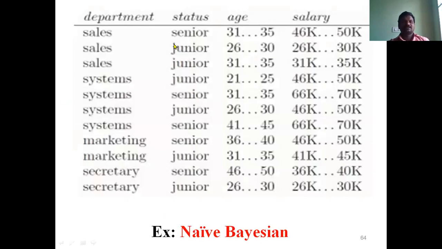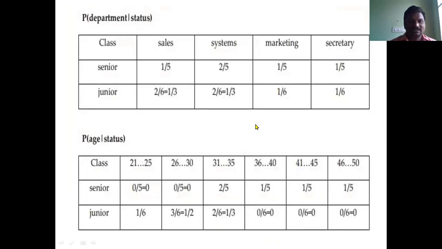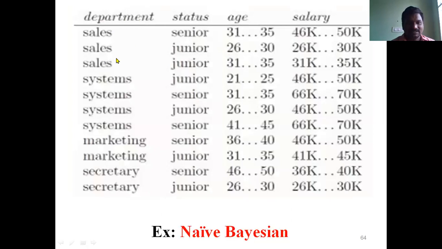You have a data set here. Department consists of sales department, systems department, marketing department, and secretary department. The status here is junior, senior, and only junior, senior is there. The age in this case, 31 to 35, 26 to 30, 31 to 35, and then age 21 to 50, and the salary, 46k to 50k. Like this is some data set. In this data set, I want to identify the department by status.